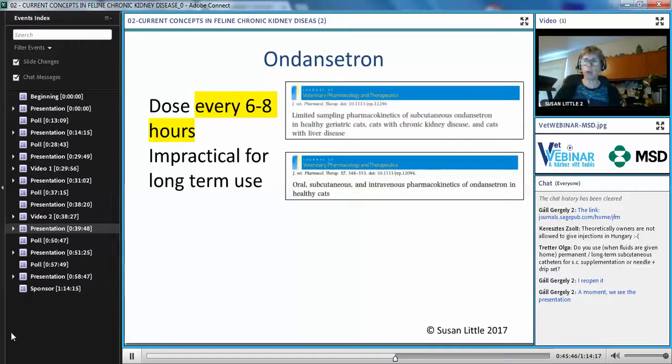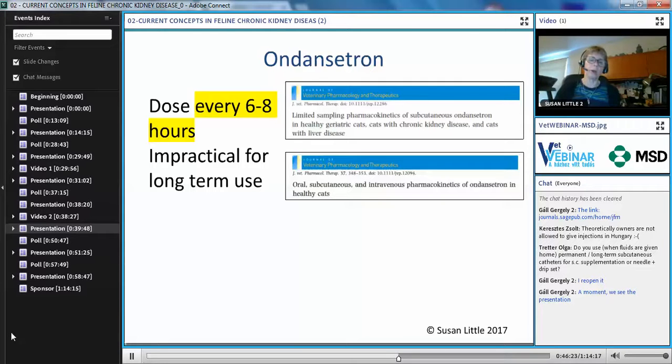There are a couple of other drugs that have traditionally been used for nausea in cats. One that used to be quite expensive but now is much cheaper because there are generic forms of this drug available is ondansetron. And it turns out that we probably have been underdosing ondansetron in cats. So some very recent studies published just earlier this year showed us that really to use this drug effectively, you have to give it every 6 or 8 hours, not once or twice a day as we used to do in the past.